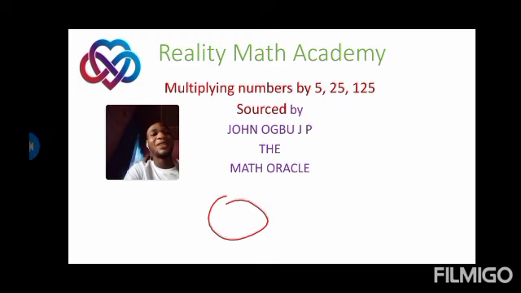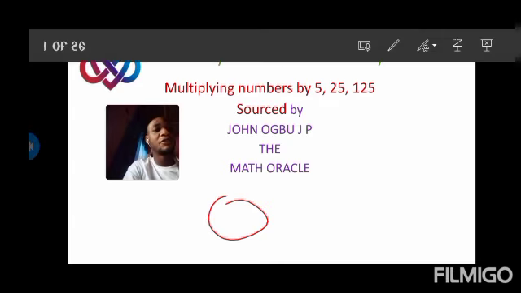So let's move on. Today in our mathematics adventure we are looking at multiplying numbers by 5, by 25, and by 125. And this is very simple. It's a very simple trick, but before I move further, I want to clarify some issues.